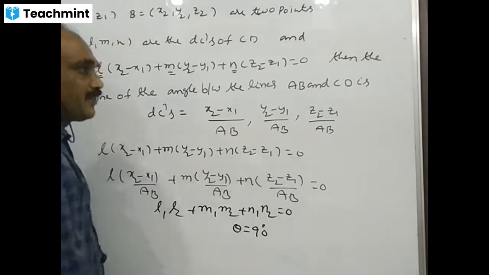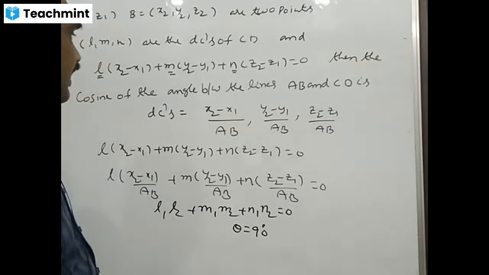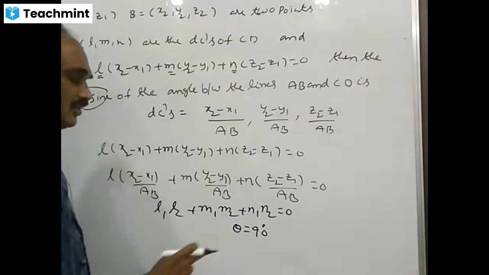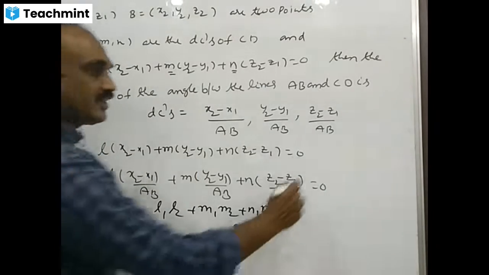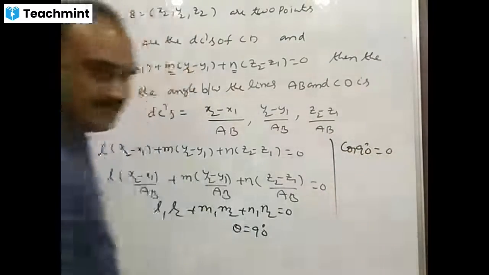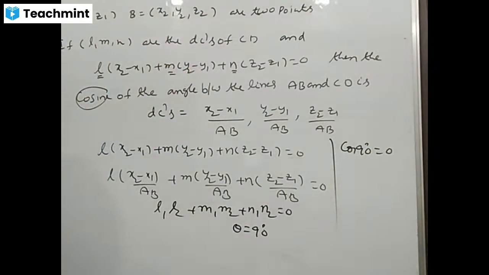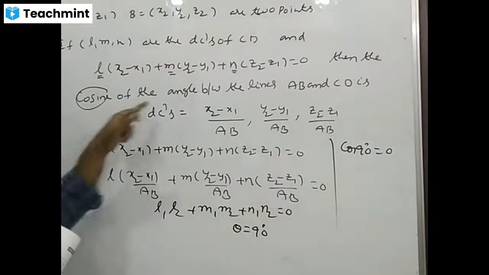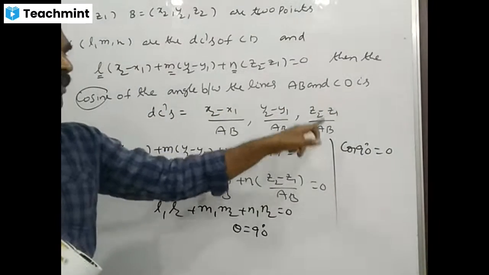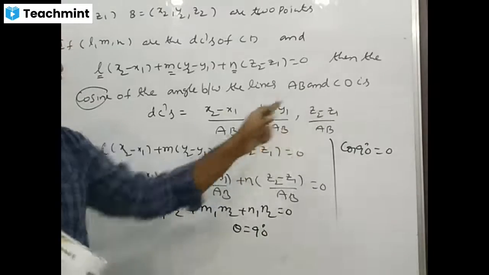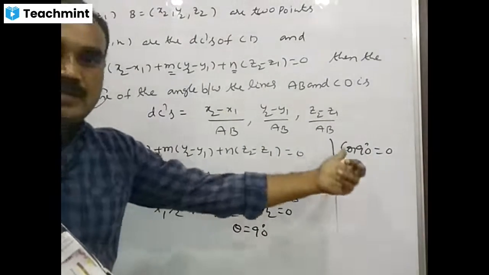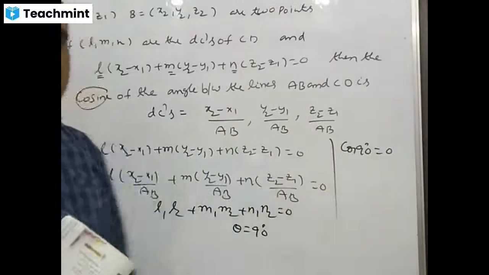Angle 90. But if you all look at the board here, calculate the cosine of the angle between the lines AB and CD. So here the angle between them is 90. Cosine means cos 90 degrees. Cos 90 degrees is equal to 0. Answer 0. Here the angle between AB and CD is 90, but the cosine of the angle between the lines means cos 90, which is equal to 0. Answer 0.